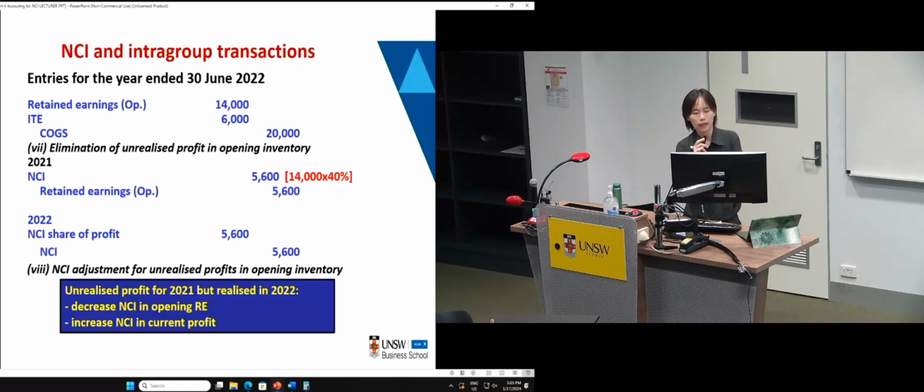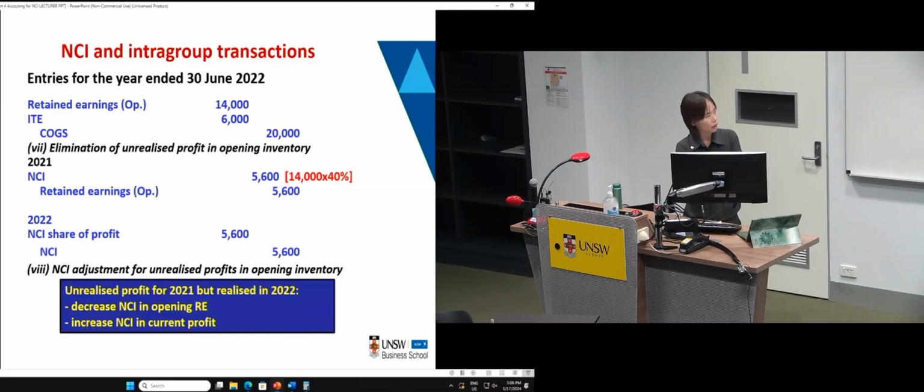You need to prepare an NCI adjustment because the unrealized profit is included in the record of the subsidiary. This adjustment effectively reduces the subsidiary's opening retained earnings by 14,000, and that's why NCI's share of the subsidiary's opening post-acquisition retained earnings should also decrease. That is based on 40% of 14,000. In addition, because the unrealized profit is now realized in the current year profit increase, the NCI share of current year profit should also increase. You may already notice there's no overall impact on the NCI.